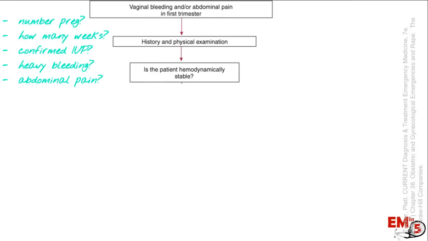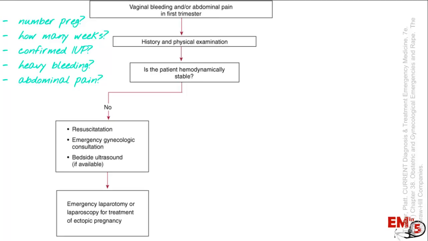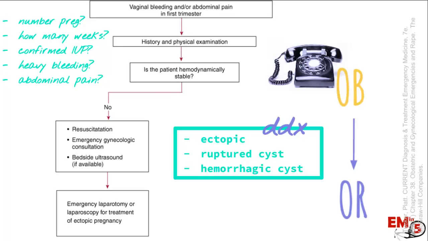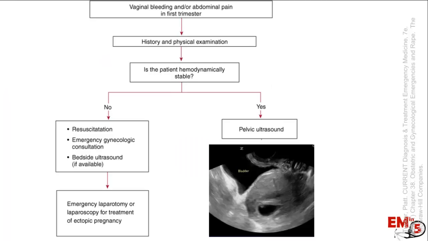So to start off, you're going to get a little bit of history from the patient. And at this point, you really need to assess, is the patient hemodynamically stable or not? That's the big first split in our algorithm. Because if they're not, then what's on your differential here? It's going to be ectopic, maybe a ruptured or hemorrhagic cyst. And either way, you need to start resuscitation and call OB because these patients might need to go to the OR.